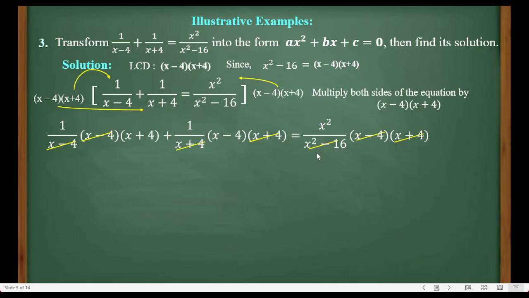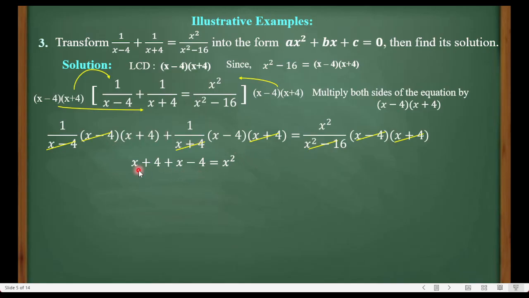Okay? You will notice that x squared minus 16 is the same as quantity x minus 4 times quantity x plus 4. So if we're going to cancel this expression, this denominator is also the same as this factored form. And of course, if we're going to rewrite the equation eliminating those expressions that are already cancelled, it goes like this: x plus 4 plus x minus 4 equals x squared, which is now cleared from any denominator.